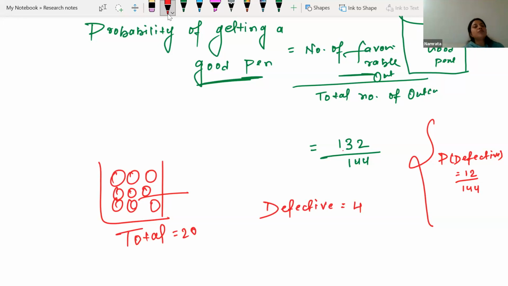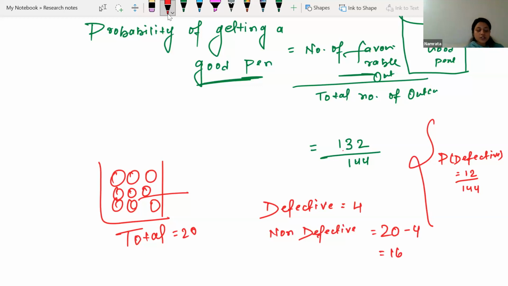If out of 20, 4 are defective, the non-defective will be total minus 4, yes or no? If out of 20, 4 are defective bulbs, the non-defective bulbs will be 20 minus 4, right? That is 16 bulbs which will be non-defective.